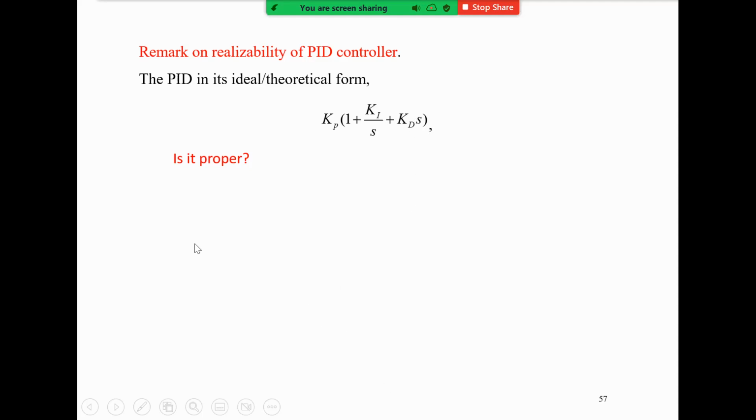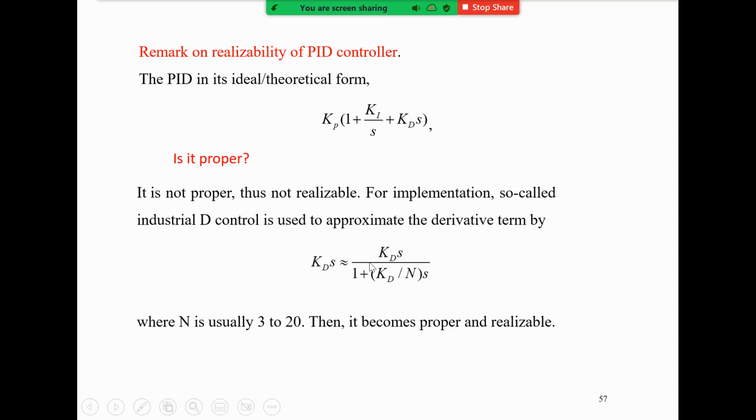Because that's why in the industry PID, you don't use KD, you replace those KD by a proper transfer function like this, to make it proper. This is what we call industrial D control. But let's say you want to use a PID, this is acceptable. So although I mentioned that your controller should be proper, there is one exception. If you end up with a PID controller, although it is not proper, it is an acceptable answer.